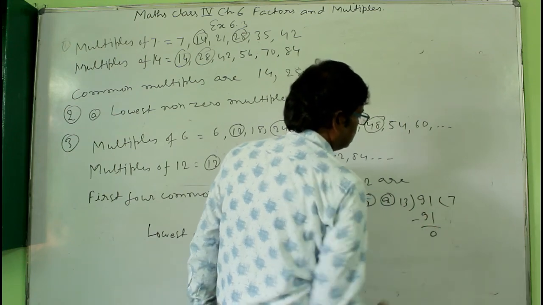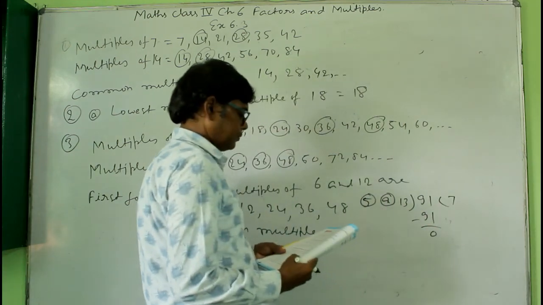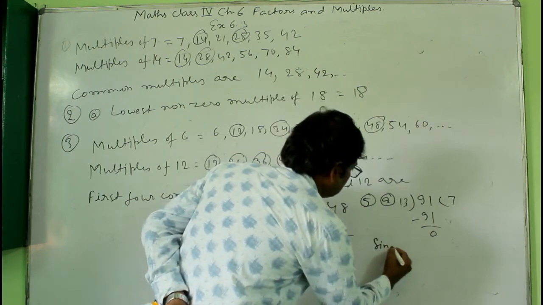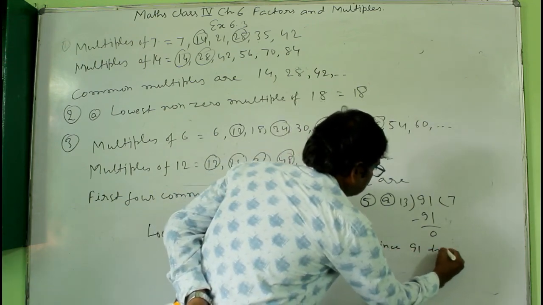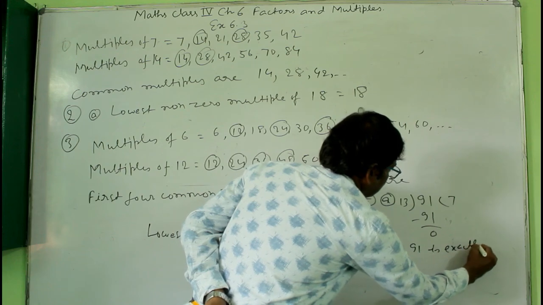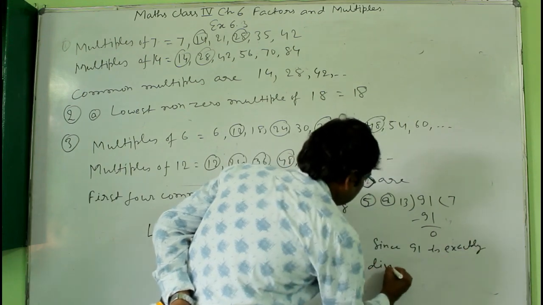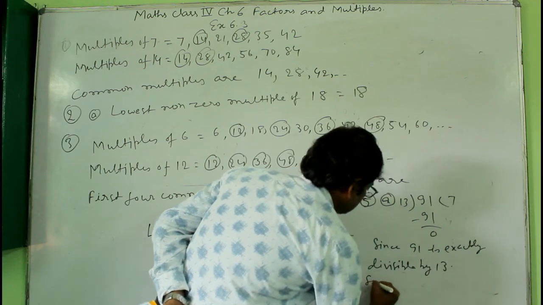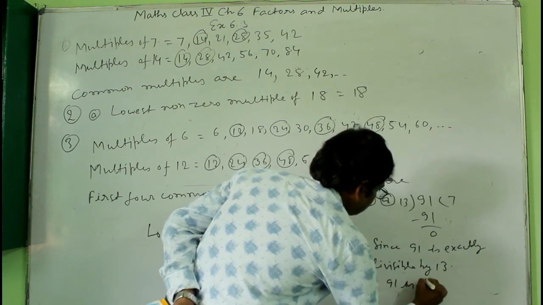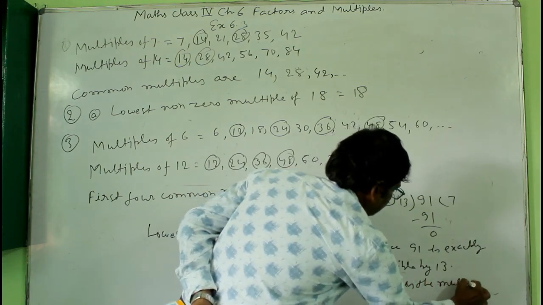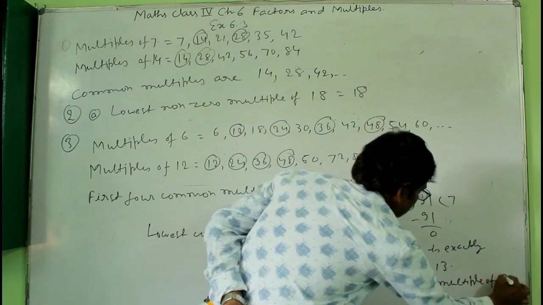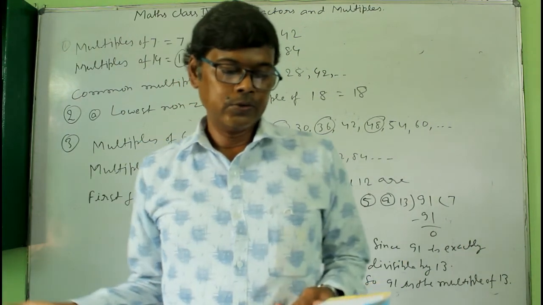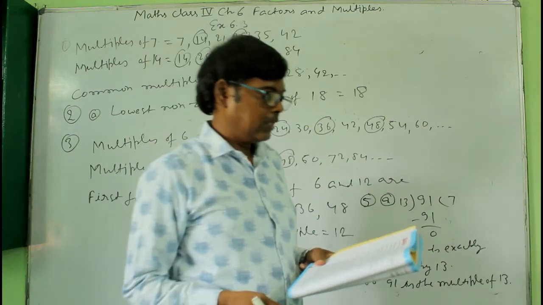So here see that the remainder is 0. So here you will write that since 91 is exactly divisible by 13, 91 is a multiple of 13. Okay, and all the other questions are similar. So you will do them yourself.